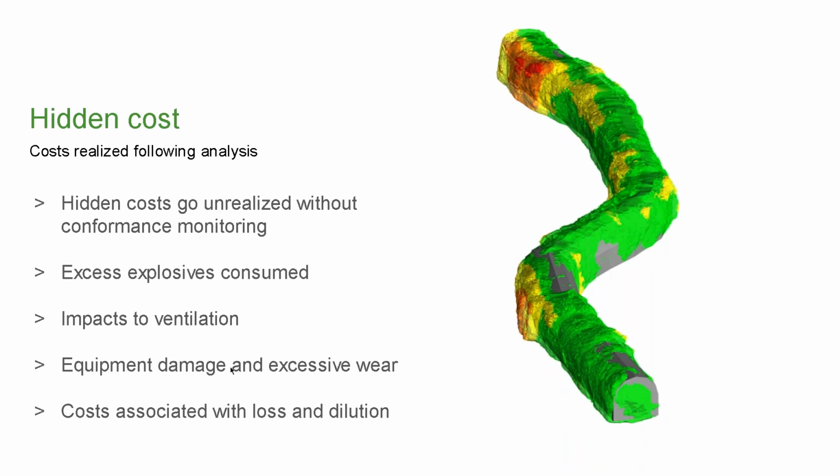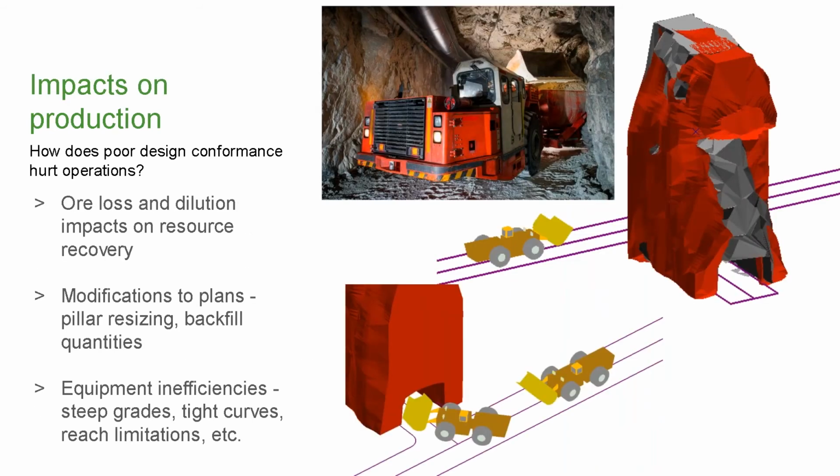The last cost associated with hidden cost has to do with loss and dilution. We'll consider this in our case study to follow. Now let's move on to the impacts during production. How does poor design conformance hurt us operationally?